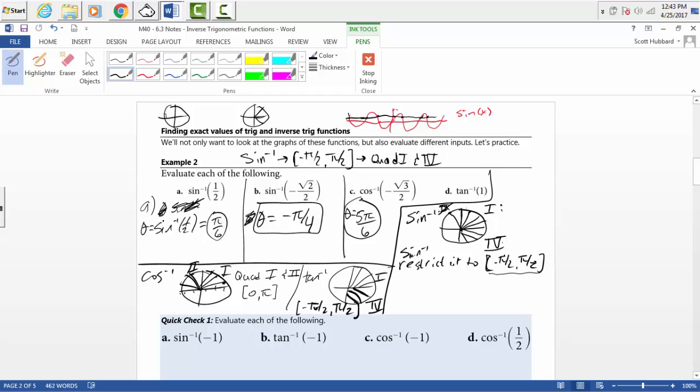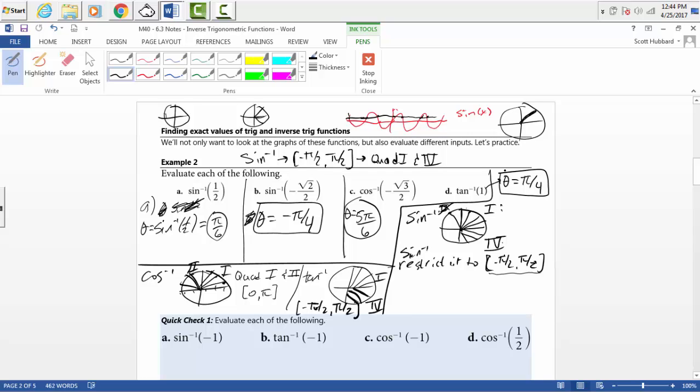And last one over here, tangent inverse of 1. Well, again, that's asking when is tangent equal to 1? Tangent's going to equal 1 when sine and cosine are the same. So the real question is, when are sine and cosine exactly the same? That only happens once, and that's in this first quadrant at pi over 4. So that's why it's pi over 4. Okay?